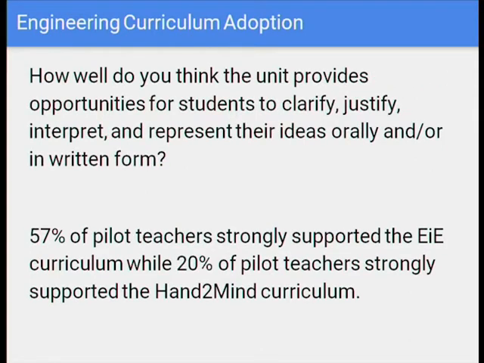Another criterion that we looked at was providing opportunities for students to clarify and justify their findings orally and in written form. Here, 57% of pilot teachers strongly supported the EIE, but when we looked at strongly support and support together, 100% of the teachers supported the EIE versus the Hands-On Mind.